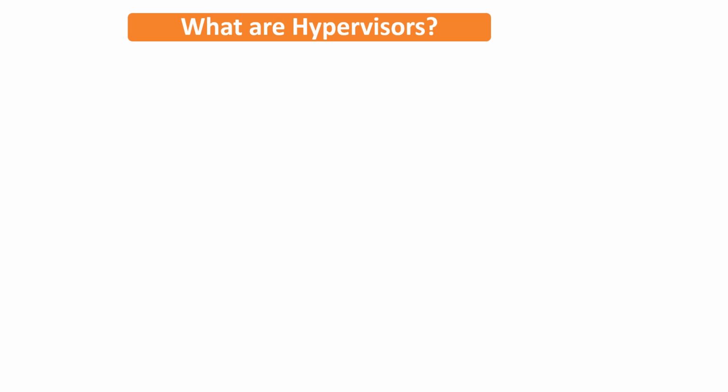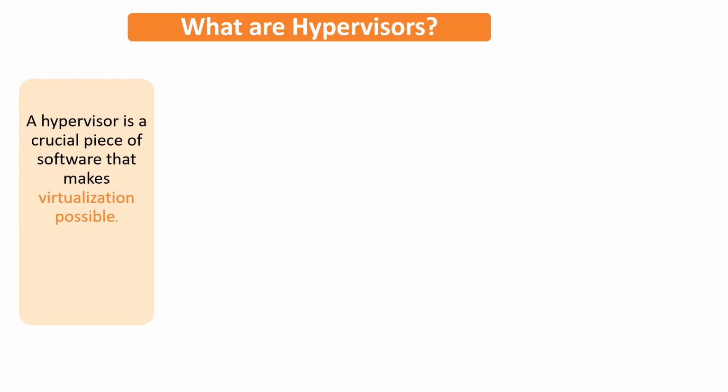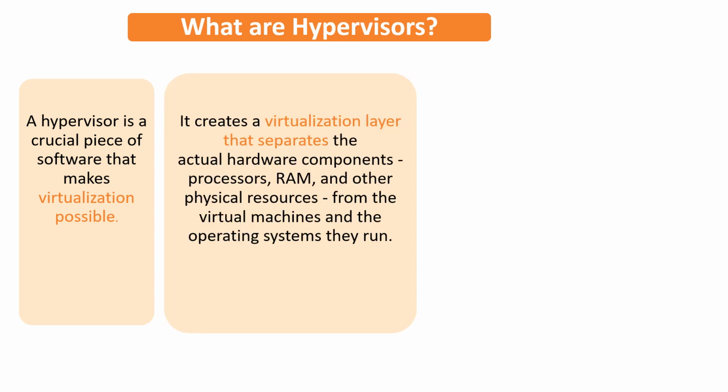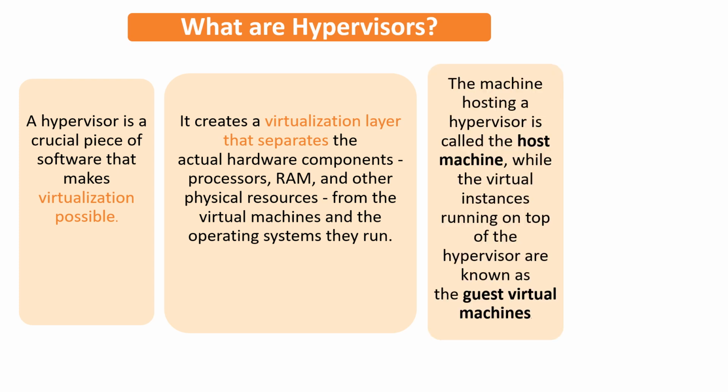What are hypervisors? A hypervisor is a crucial piece of software that makes virtualization possible. If you want to know what is virtualization, you can check my video on my channel. And this hypervisor creates a virtualization layer that separates the actual hardware components of the physical machine, that is processor, RAM and other physical resources, from the virtual machines and the operating systems they run.